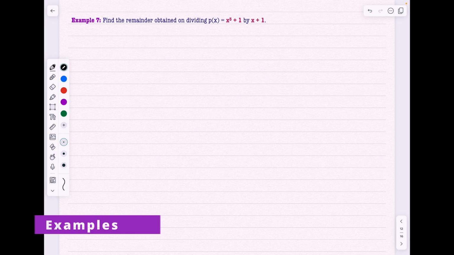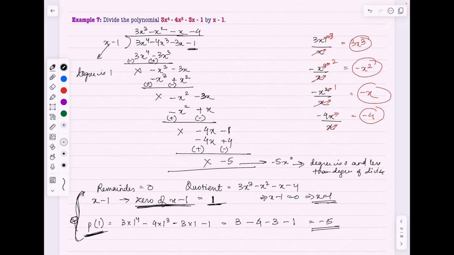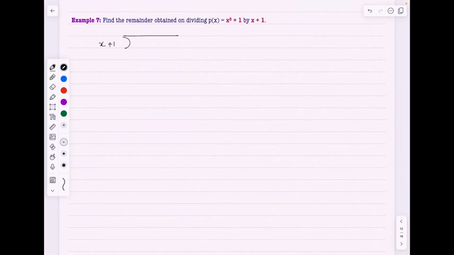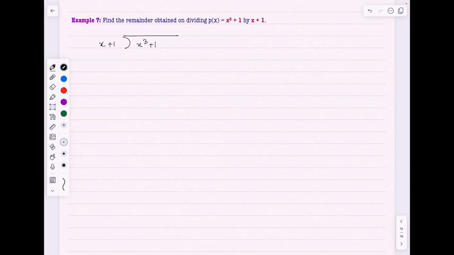I will tell you about it after solving this question. It says: find the remainder obtained on dividing this and this. Since we have not learnt the remainder theorem, I will not use that shortcut. I will find the remainder using the long method. So I am writing x plus 1 as the divisor and x cube plus 1 as the dividend. I will use the theorem only for the checking part.